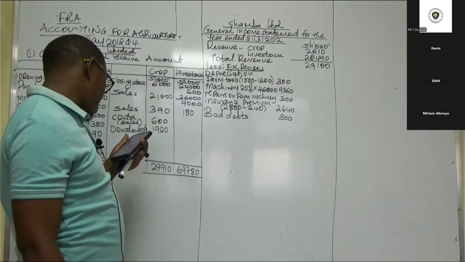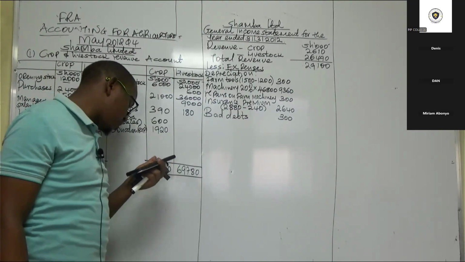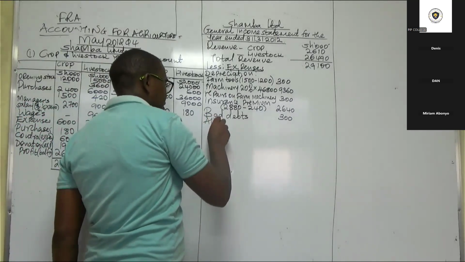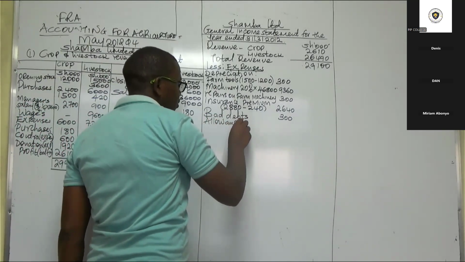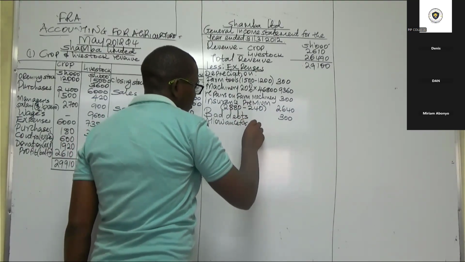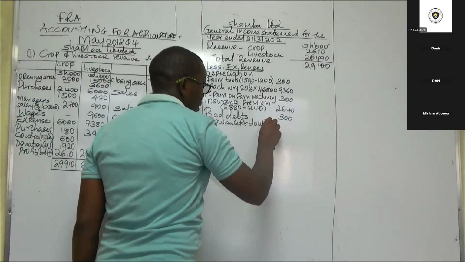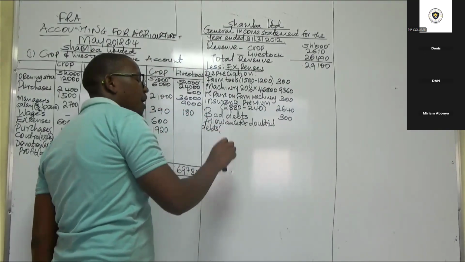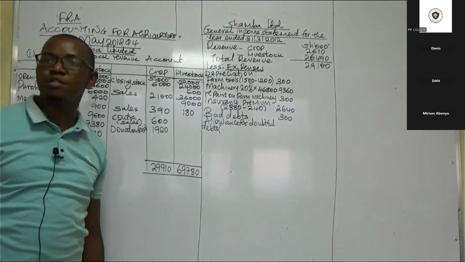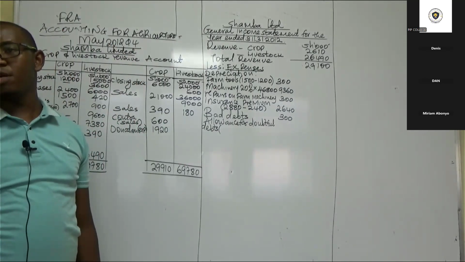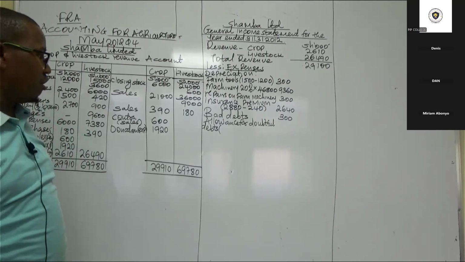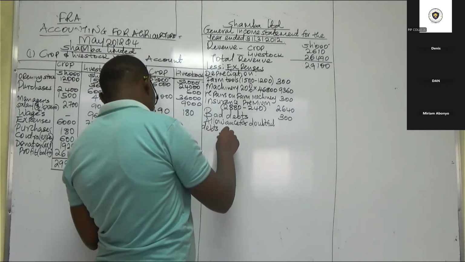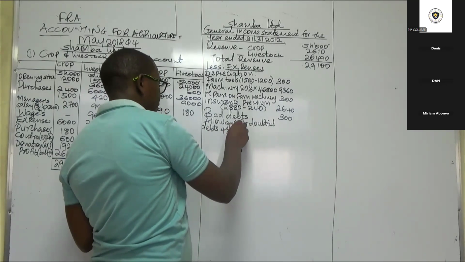Then number 7. There was also allowance for doubtful debts. The allowance for doubtful debt was of how much? For doubtful what? Doubtful debts. Allowance for doubtful debts is for the account receivables. Are we together? That you've not yet written off. And therefore, the allowance was 4%. I go to the receivables.